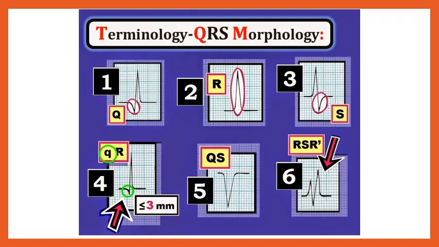Make sure that you know QRS. Q is the first negative deflection. R wave is any positive deflection. S wave is any negative deflection that follows an R.